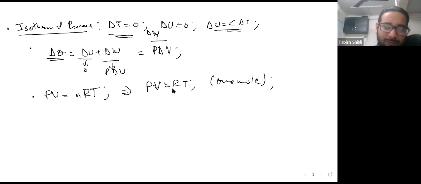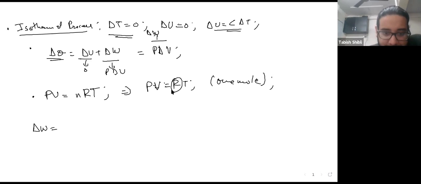We know we can put in a mole whenever we want. We'll just absorb the value of the mole in this constant R. So, yes, P V equal to RT. Okay, so what is my delta W now?